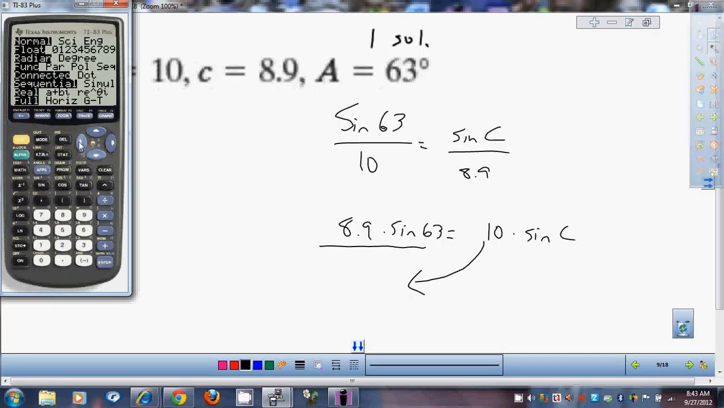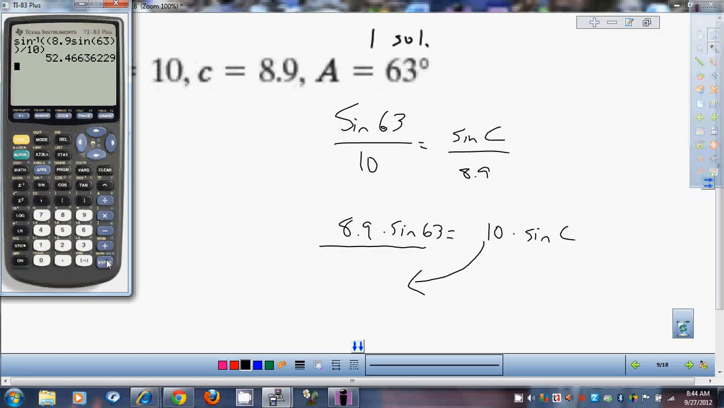Make sure I'm in degree mode, which I'm not. We're going to take sine inverse, and put that whole big thing in there: 8.9 times sine of 63. You may notice I use two sets of parentheses. One is for my entire thing, and then I need one to put my numerator together. So 8.9 sine of 63, close the numerator, divided by 10. Close off the entire fraction. Shabam. Angle C is 52.